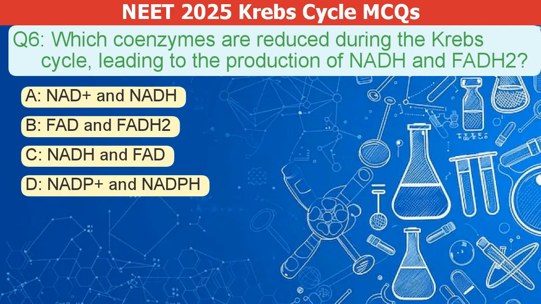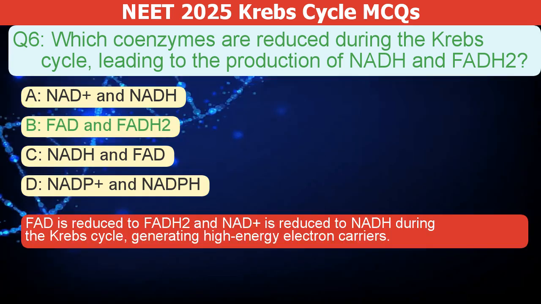Which coenzymes are reduced during the Krebs cycle, leading to the production of NADH and FADH2? A. NAD+ and FADH2. B. FAD and NAD+. C. NAD+ and FAD. D. NADP+ and NADPH. The correct answer is B. FAD is reduced to FADH2, and NAD+ is reduced to NADH during the Krebs cycle, generating high-energy electron carriers.